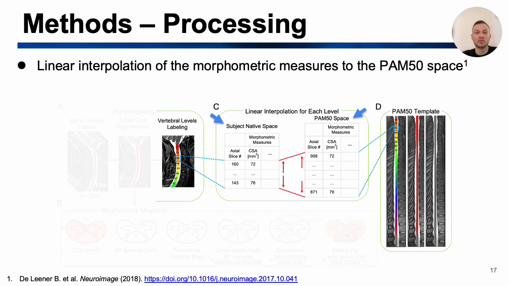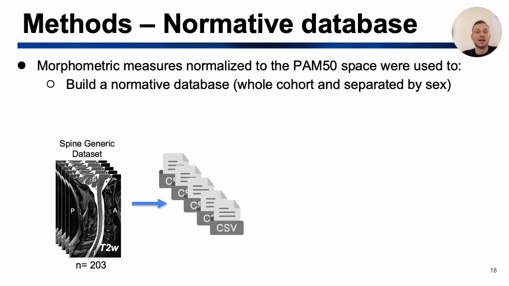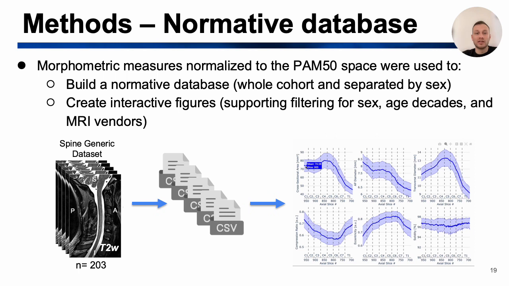This interpolation was done based on the number of slices for each vertebral level in the native space and the PAM50 template. Morphometric measures normalized to the PAM50 space were used to build a normative database for the whole cohort and separated by sex, and to create interactive figures supporting filtering for sex, age decades, and MRI vendors.